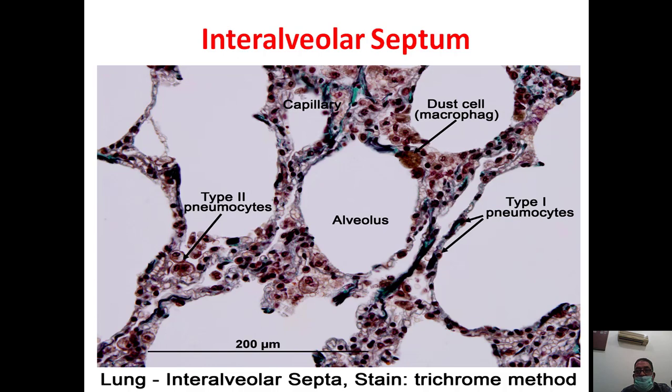Type 1 pneumocytes are the squamous-like cells. Type 2 is a bit rounded or cuboidal cell.